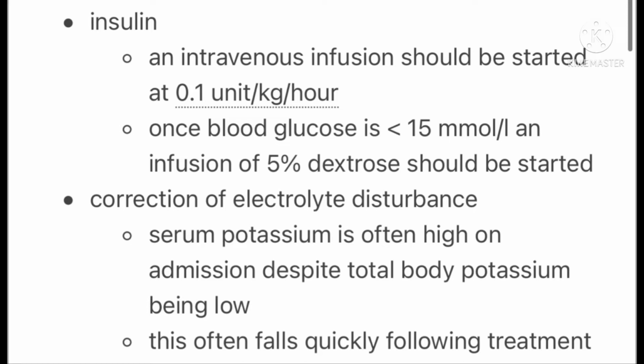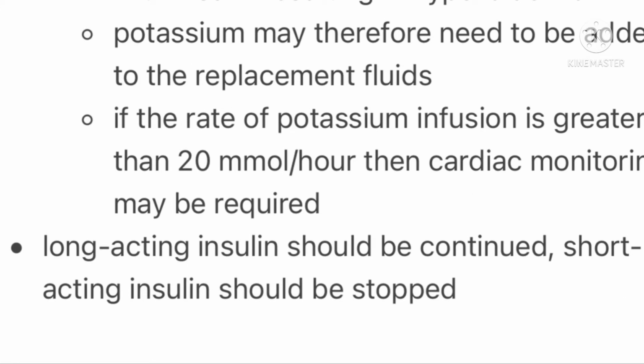The correction of electrolytes is based upon the level of potassium. If the level is between 3.5 and 5.5, then we don't need any correction. If you need to give correction of more than 20 millimole per hour, then you need to do regular cardiac monitoring. Besides this, we have to stop the rapid acting insulin for the patient, and we have to continue the long acting insulin, and we have to treat the underlying cause as well. If it is infection, we have to start IV antibiotics as well as the fluids.